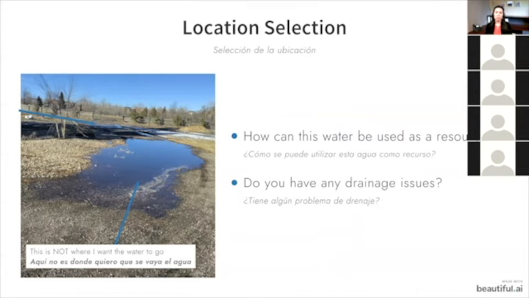In order for me not to have these situations occur with this pool of water at the bottom of my watershed, I needed to make changes at the top of my watershed, which is what I did. So instead of thinking of this as a waste product, this nuisance water, and how to get rid of it as quickly as possible, think about how this water could be used as a resource. By utilizing a rain garden, you could alleviate some drainage issues potentially.